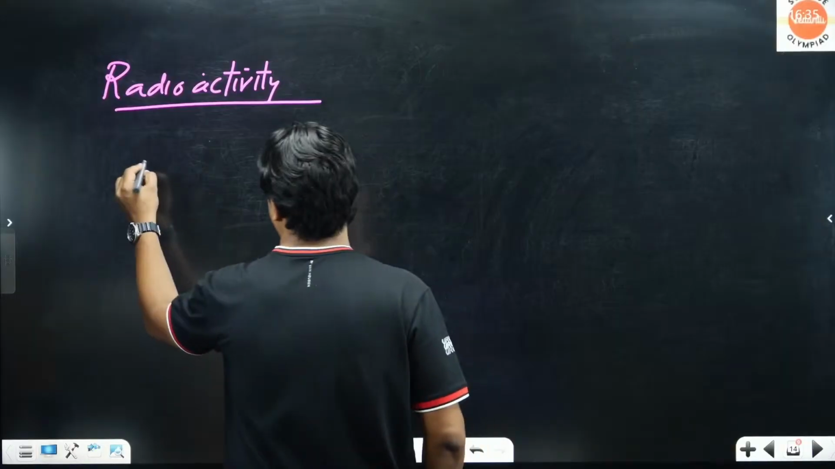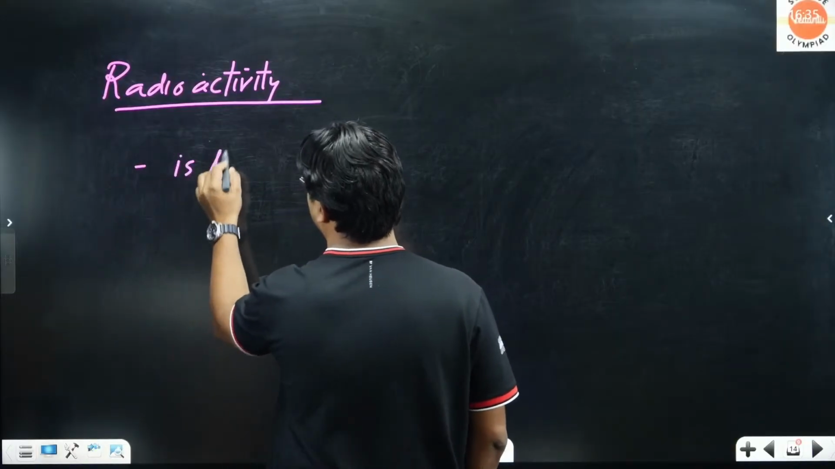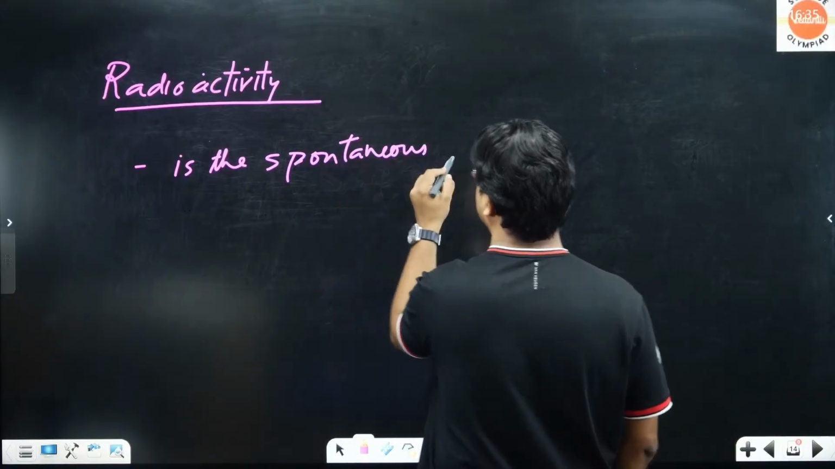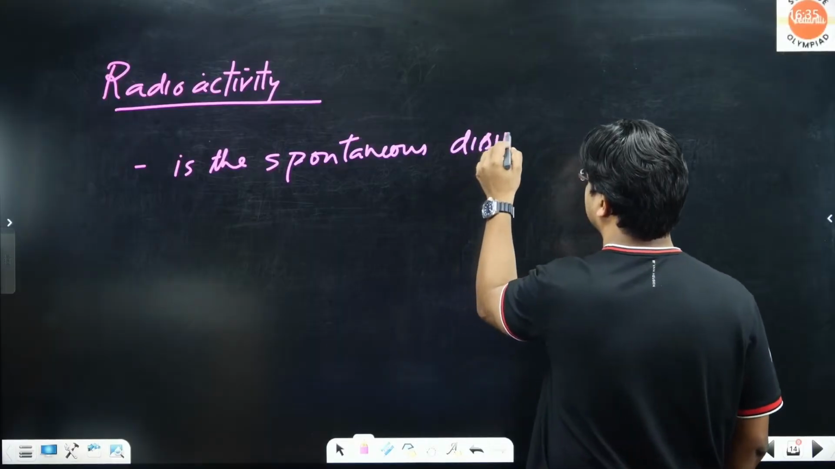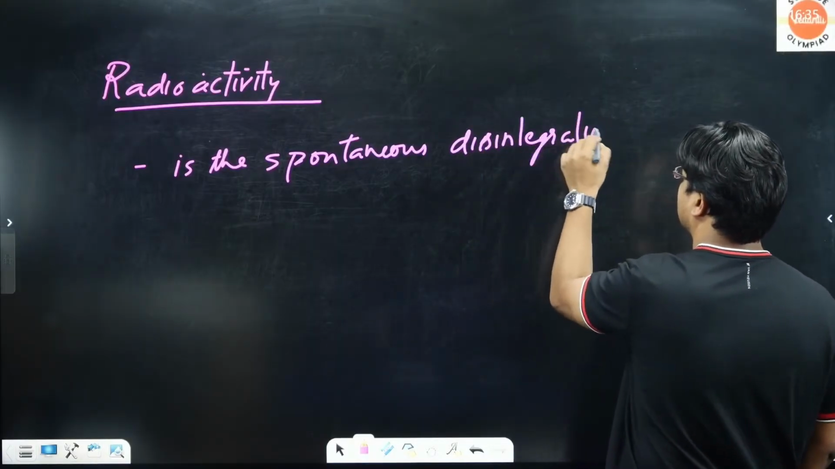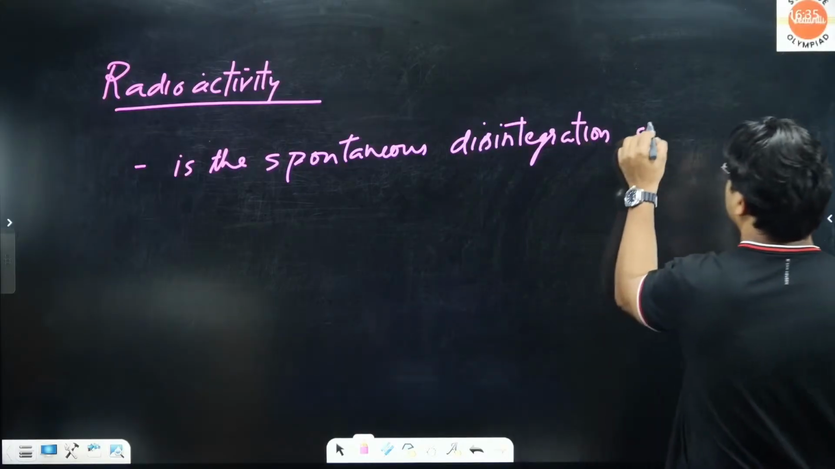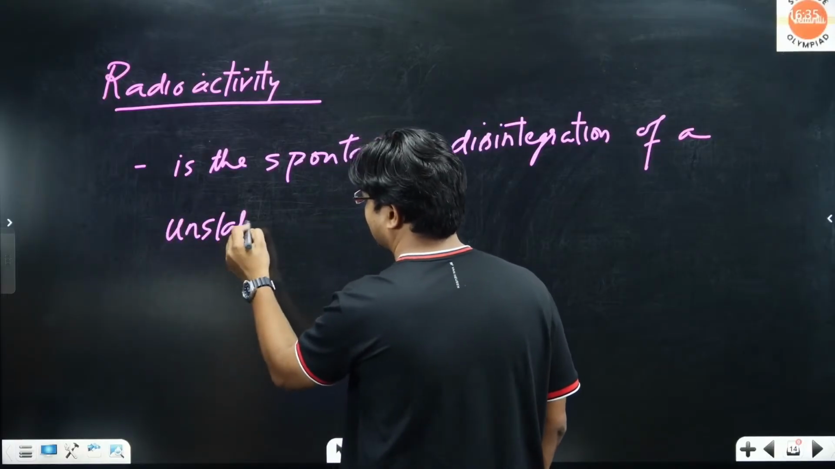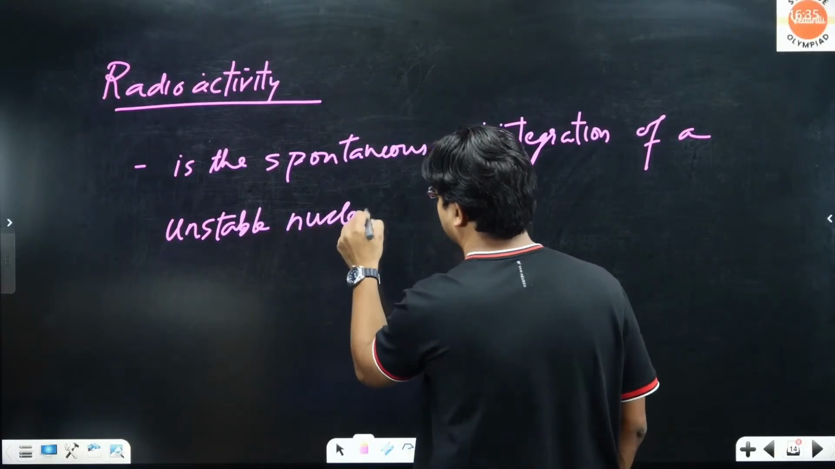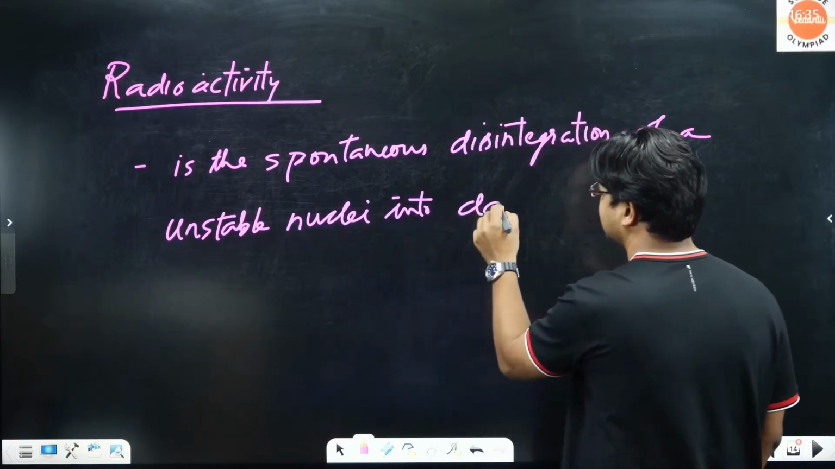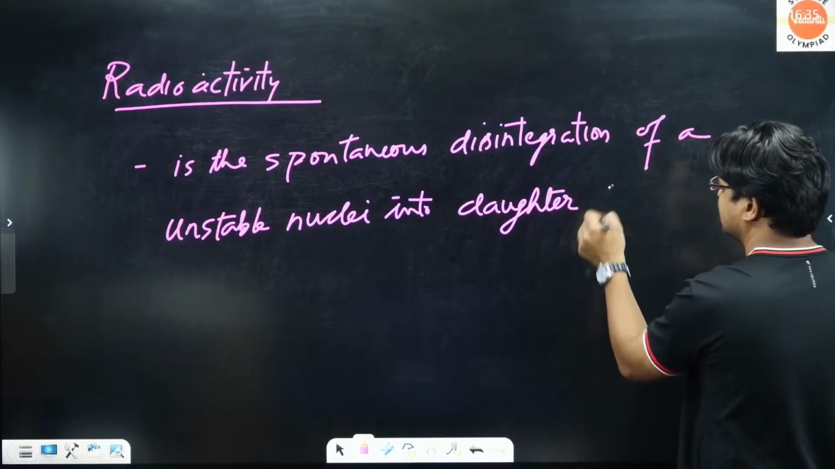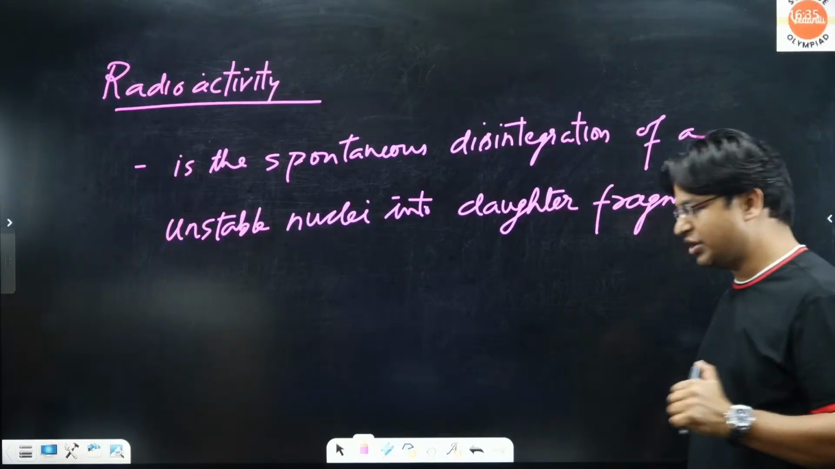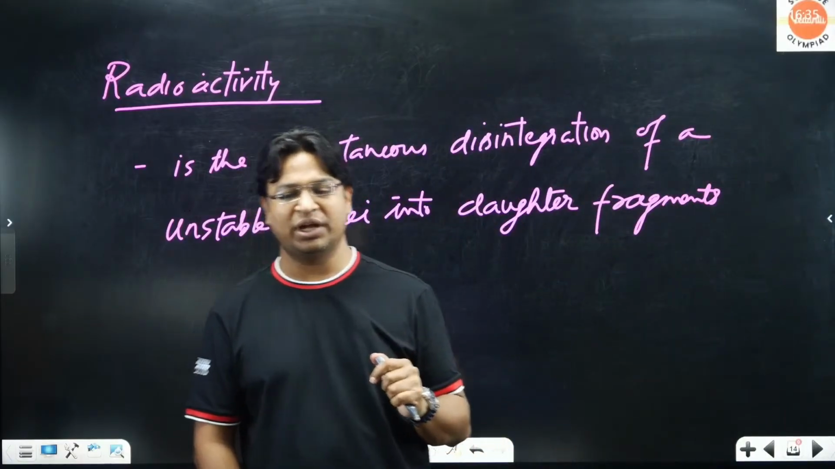If I have to define this, radioactivity is the spontaneous disintegration of unstable nuclei into daughter fragments. So this is what radioactivity is. It is the spontaneous disintegration of unstable nuclei into daughter fragments.